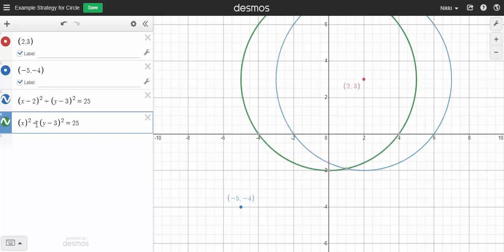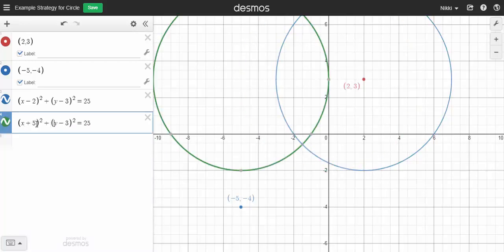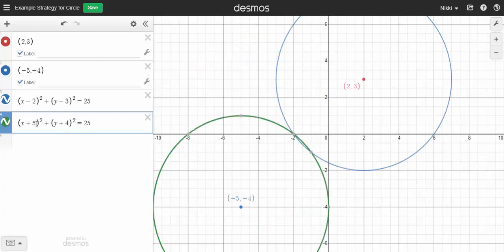So x minus -5 would be x plus 5. y minus -4 would be y plus 4. And please pause the video if you need to think about those for a minute. This circle here is the circle with radius 5 centered at (2, 3). Not my answer, but it might help me. This circle is centered at (-5, -4) with radius 5, the green circle.